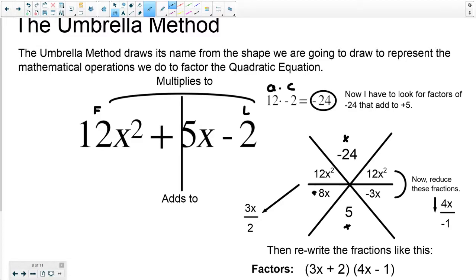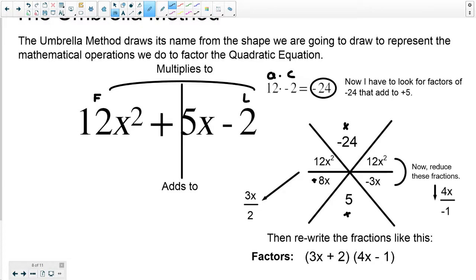So you'll have a fraction with an x on the top and something without an x on the bottom for both of them. After I get the 8x and negative 3x, which I got by taking the factors of negative 24 that add to 5, positive 8 and negative 3 is positive 5, I reduced them. 12 and 8 have a 4 in common, so I divided a 4 out to get 3x over 2. And I took a 3 out of 12x and 3, so I get 4x over negative 1. It's important to leave this negative 1 here.